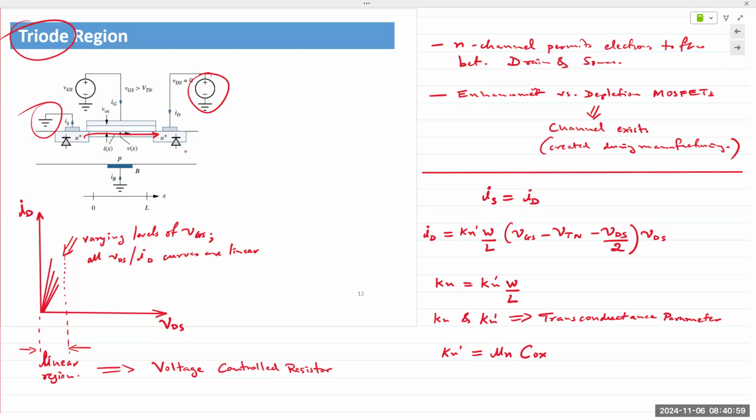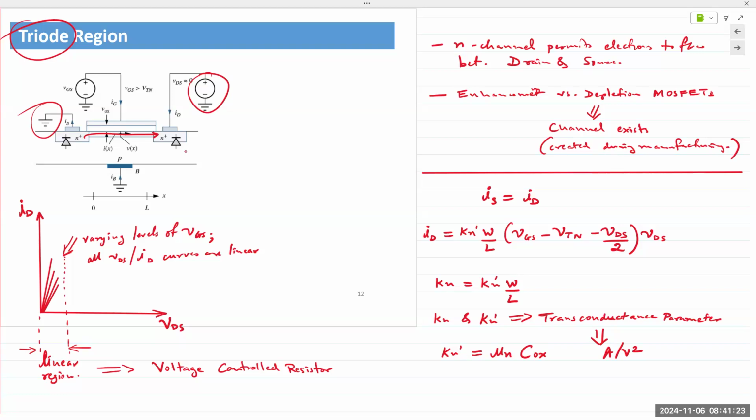The units for these are amps per volt squared. Conductance itself is the reciprocal of resistance, in amps over volts. Transconductance parameters Kn and Kn prime are amps per volt squared.